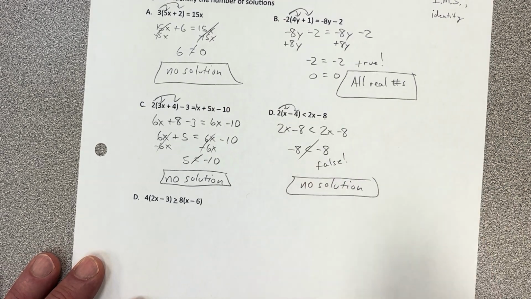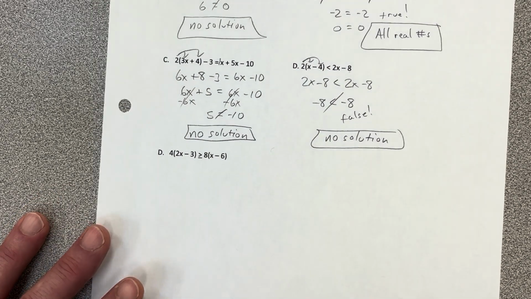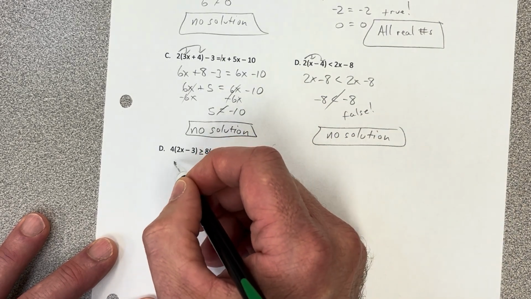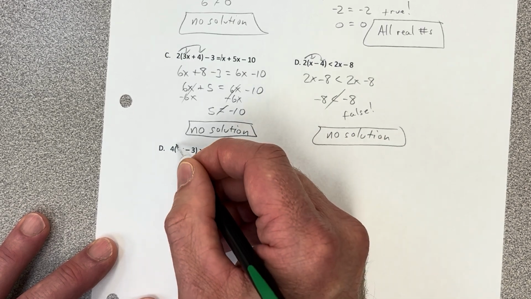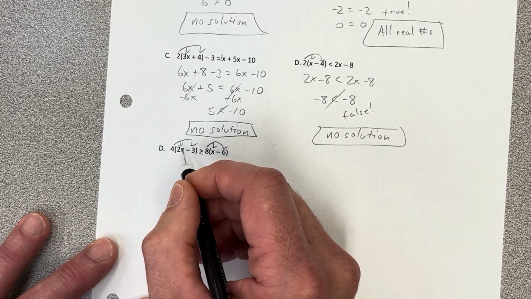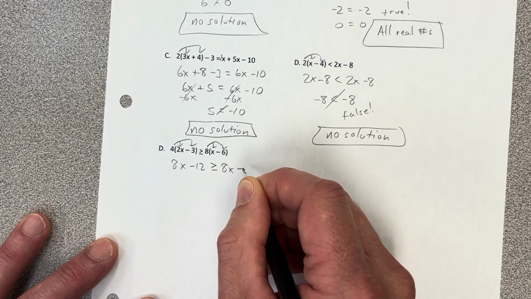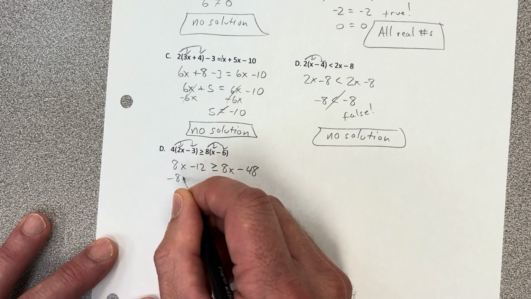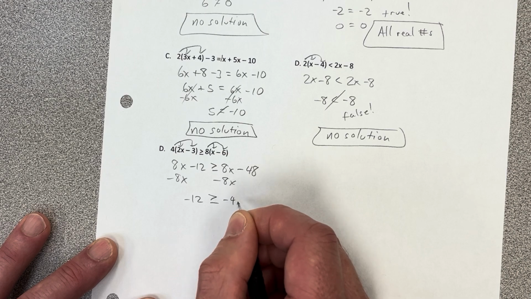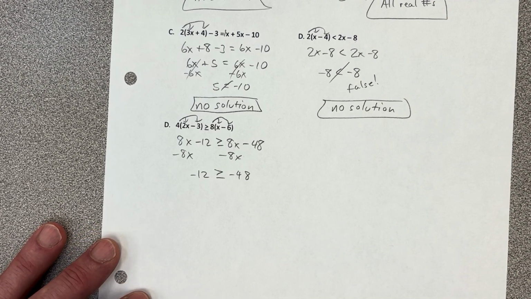And then finally, class, let's do one more here. Looks like all of these are going to be special cases, I'm thinking. Yeah, looks like multiply the 4. You could divide by the 4 anyway, but yeah, multiply the 4. And you'll get 8x minus 12, 8x minus 48. Subtract the 8x from both sides. Negative 12 is greater than or equal to negative 48. And class, this got a lot of my first hour. They got hung up on this.